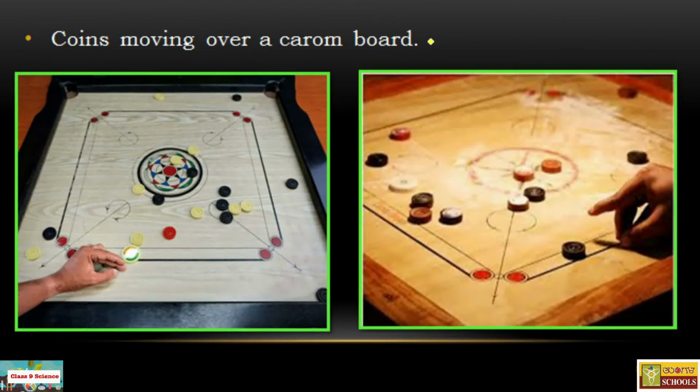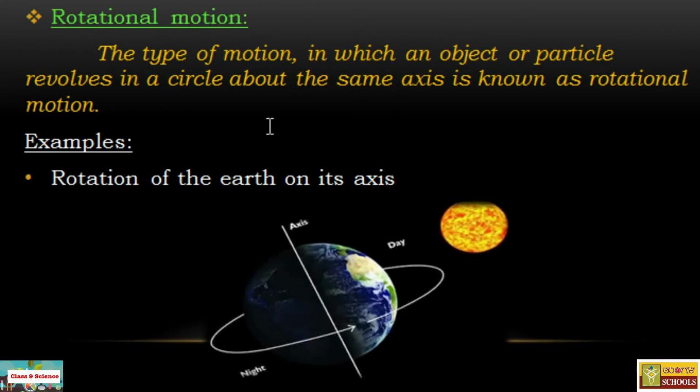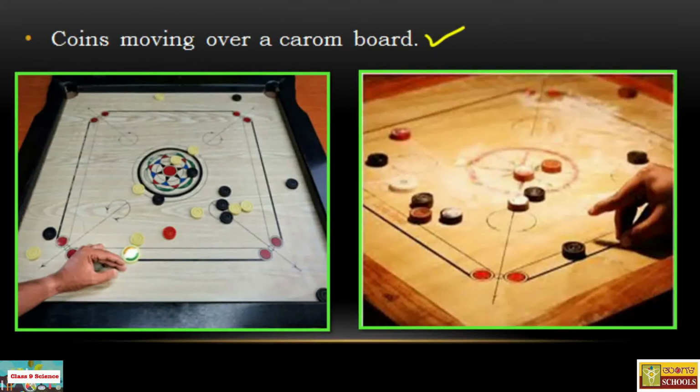Similarly, coins moving over a carom board is also a translatory one. So getting into the picture, you come to know. I hope you understood all these examples easily after seeing these pictures.